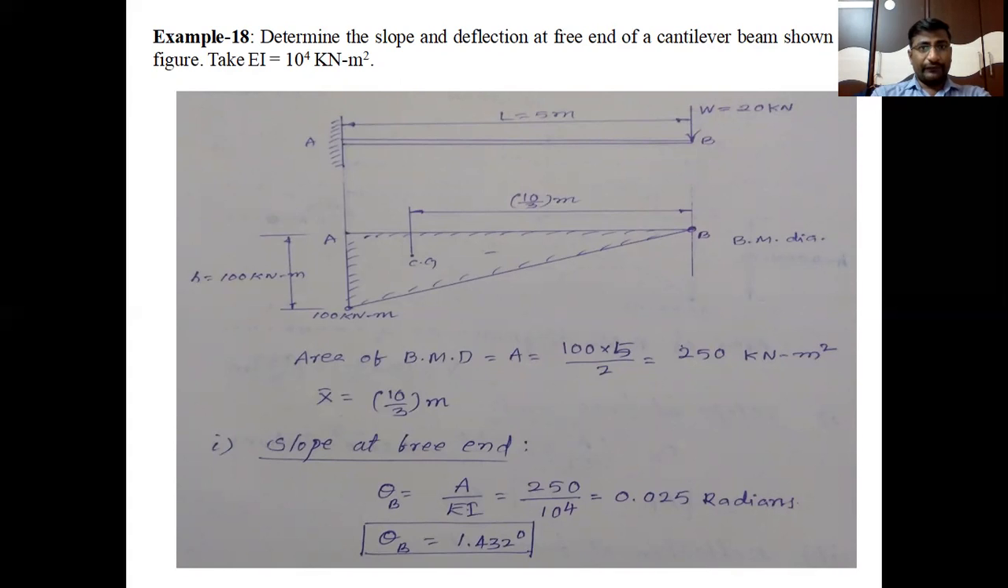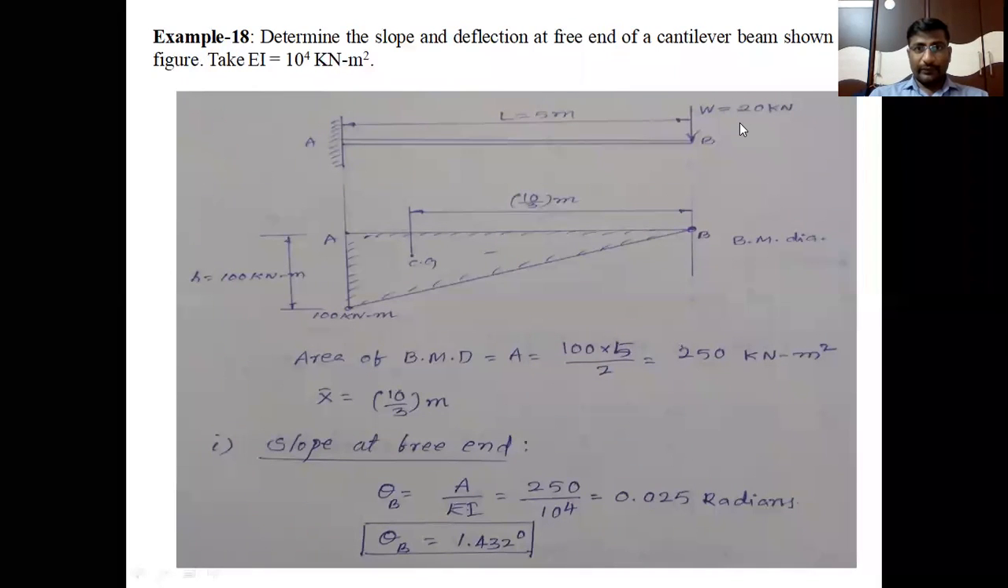Take EI equal to 10 to the power of 4 kilonewton meter square. So here we are going to find the slope and deflection at free end at point B by application of point load. How much point load is acting? 20 kilonewtons. So if 20 kilonewtons load is applied, the beam will bend like this.